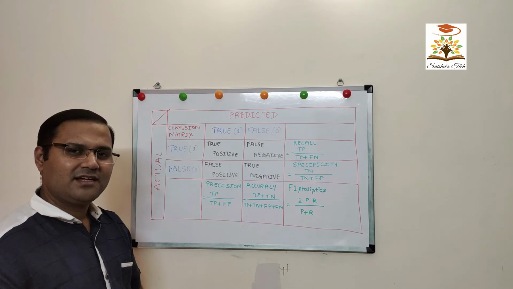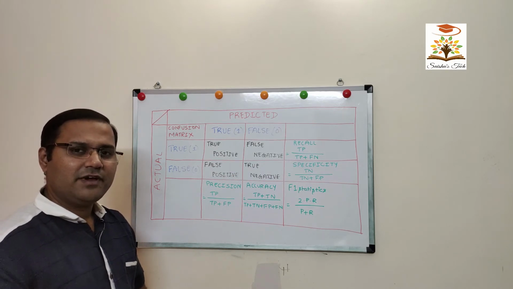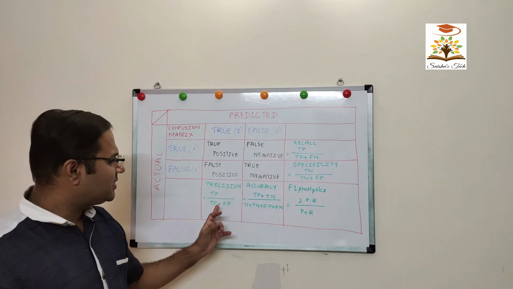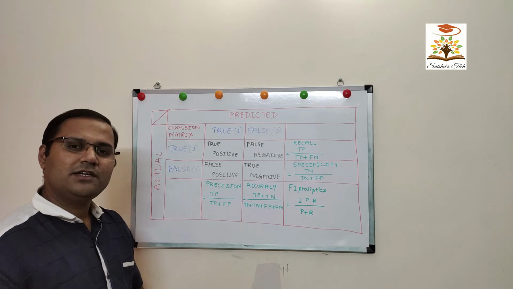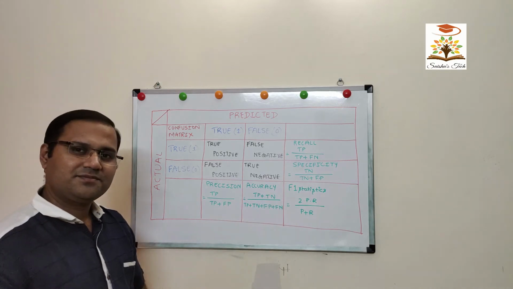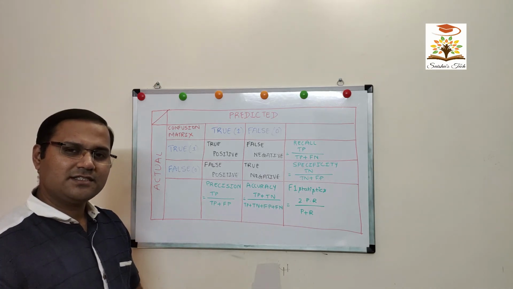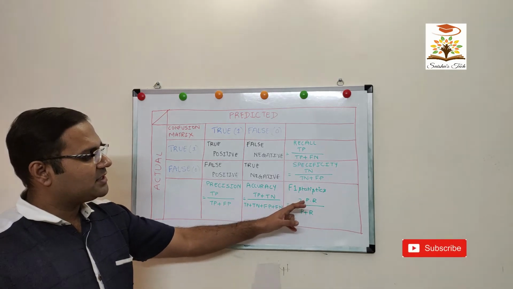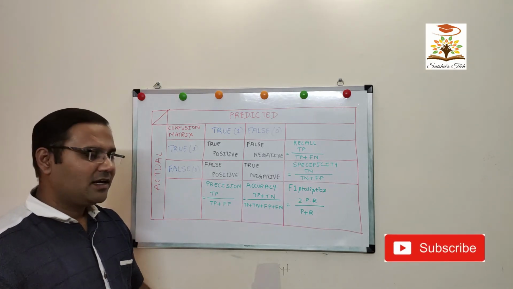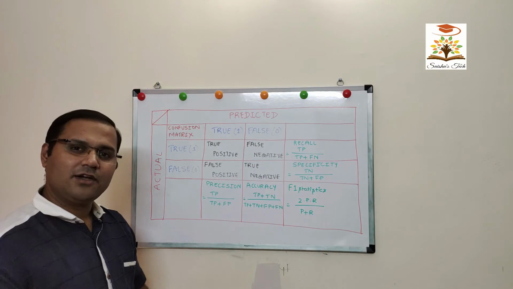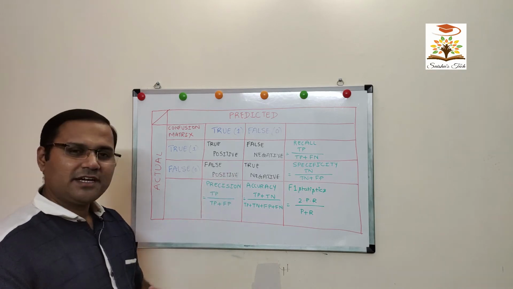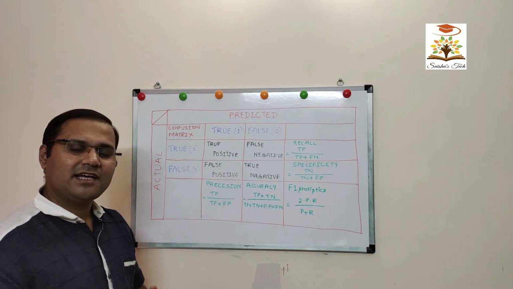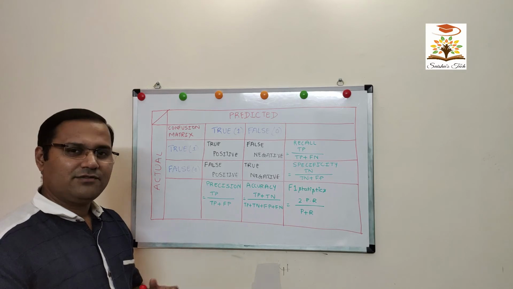There are some cases wherein you see recall and precision both are important and you would like to use both of them for evaluation of your model. Then you use the F1 statistic. The formula for the F1 statistic is 2 into precision into recall divided by precision plus recall. These were some of the concepts of the confusion matrix. Now let us implement an example on the confusion matrix.